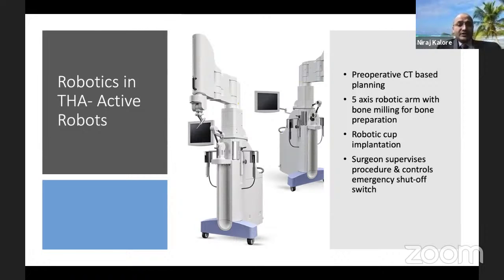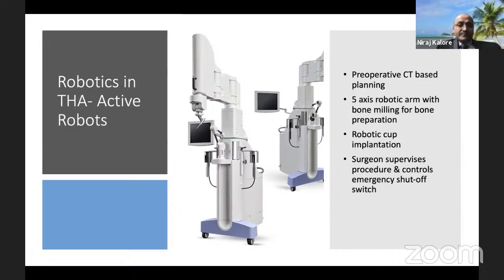Maybe it is. So this involves a preoperative planning based on a CT scan. This is a 5-axis robotic arm. It uses bone milling at the end, and that's where one of the problems is. Some people say this can get as high as 176 Fahrenheit. So you really have to be careful not to cause bone necrosis.